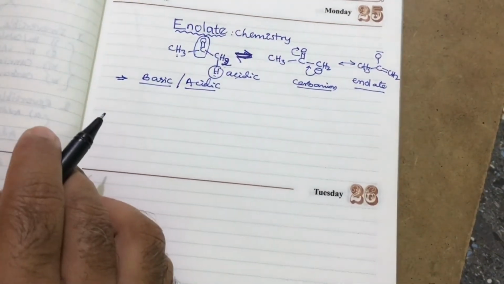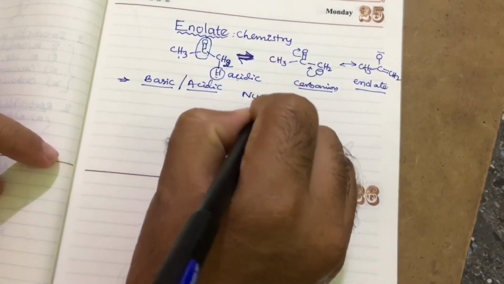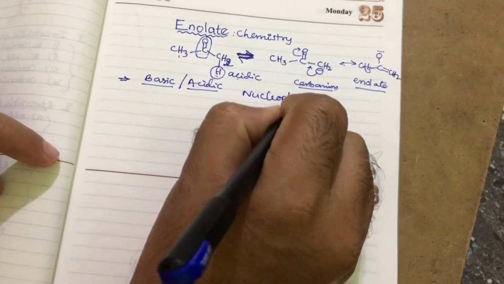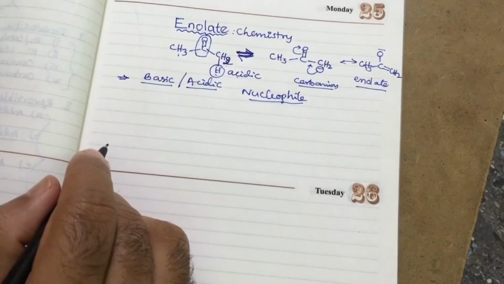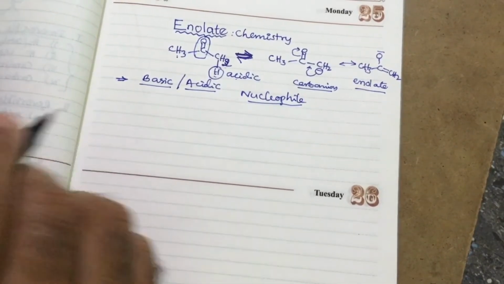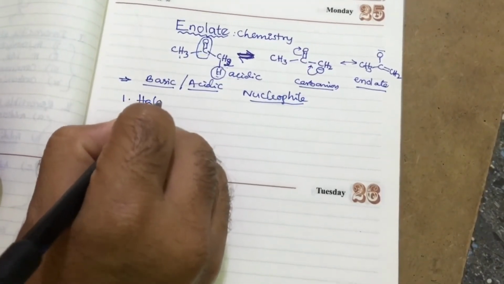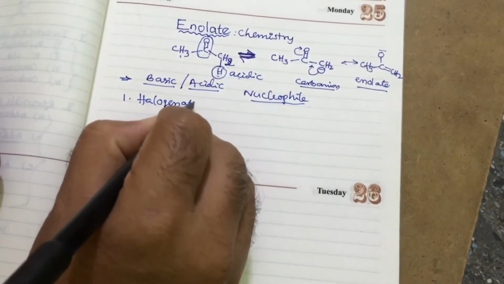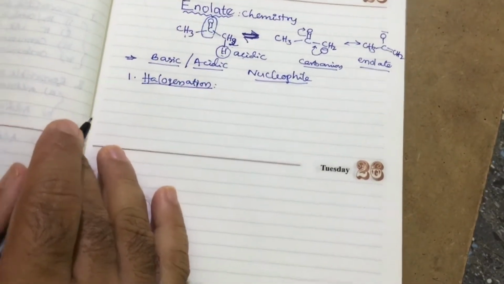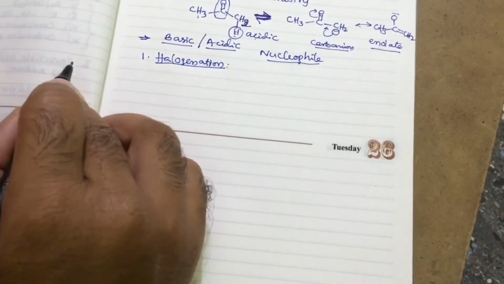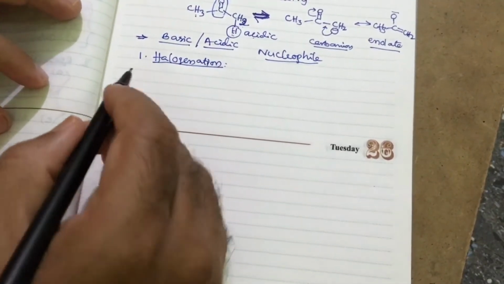Now enols or enolates are excellent nucleophiles. Enols or enolates are very good nucleophiles and participate in a variety of reactions. Example 1, halogenation. Generally keep in mind, for whatever reactions are involved with enolate, to make it easy to remember, I am giving only the names of the reactions which are involved through enolate or enol.